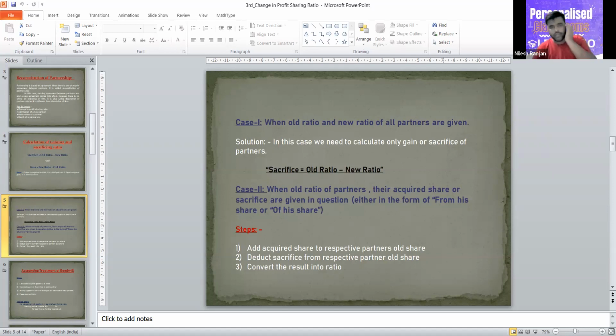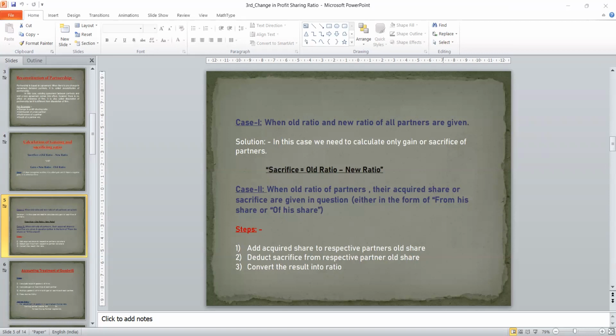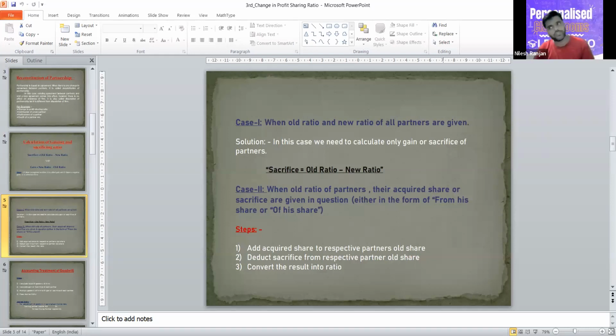And the second case, when old ratio of partners and their acquired share or sacrifice are given in the question, then what do we have to do? You can read the bracket part. It is given either in the form of from his share or of his share. Do you know the difference between these two? From his share means from the part of his share. Okay. And of his share means?